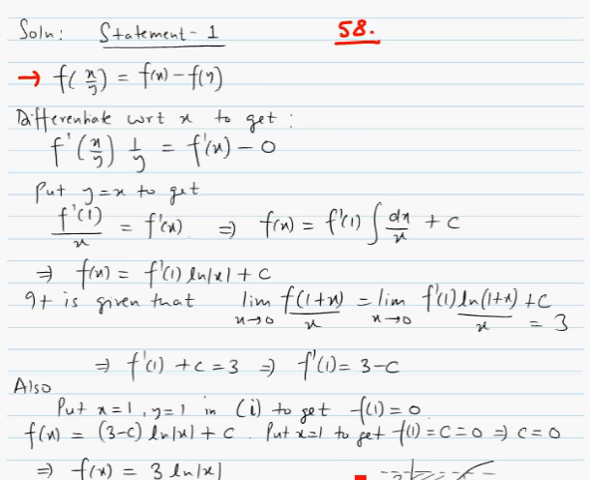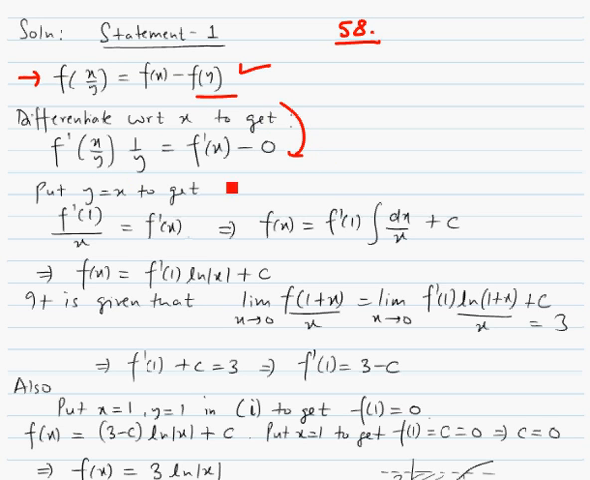But let's derive it using the approach we had discussed in the class, that we differentiate this with respect to x taking y constant. So we get f dash x by y into the derivative of x by y, as we have taken y constant. When we differentiate x by y, it is 1 by y. And on the right hand side, the derivative of f(x) is f dash x, and the derivative of f(y) is 0, because we have taken y constant.